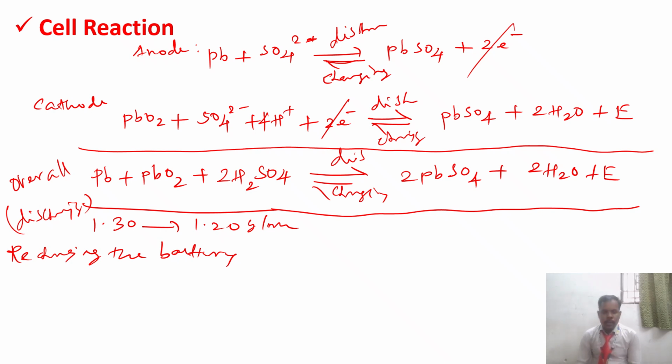So now how to write the equations? This overall reaction only we are going to write in the reverse form. Like the product side should come to the reactant side, and the reactant side comes to the product side. That's all. Very simple thing.